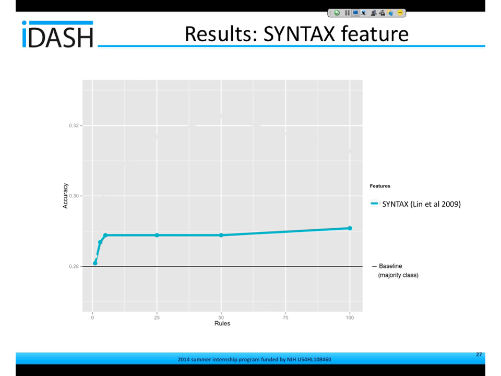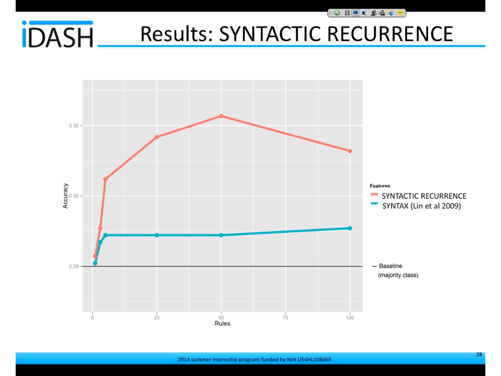So let's see how this feature does on the same task. This is again the biomedical discourse relation bank classifying into 31 classes. Here's our baseline syntax feature, and here are our results using syntactic recurrence. So we find about a 4% improvement over baseline, so this is substantially better than using just the syntax feature alone.